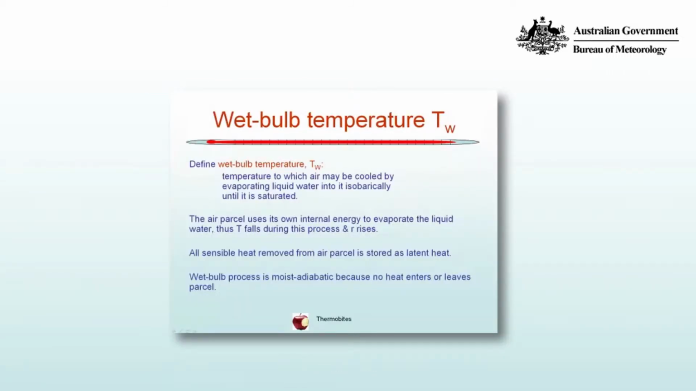Wet bulb temperature. The wet bulb temperature is the temperature at which air may be cooled by evaporating liquid water into it isobarically, that is, at constant pressure, until it is saturated.